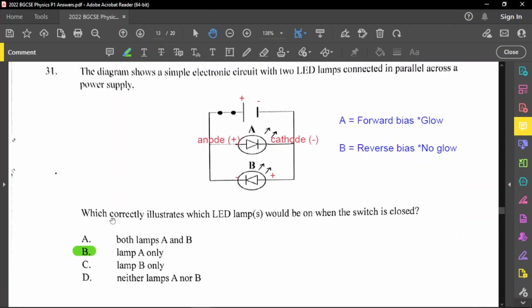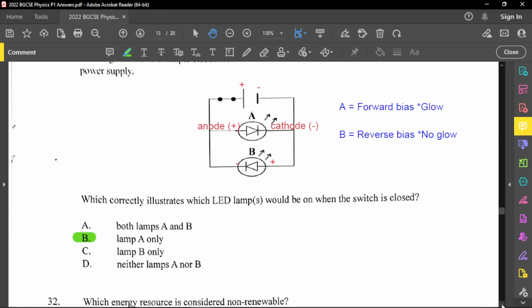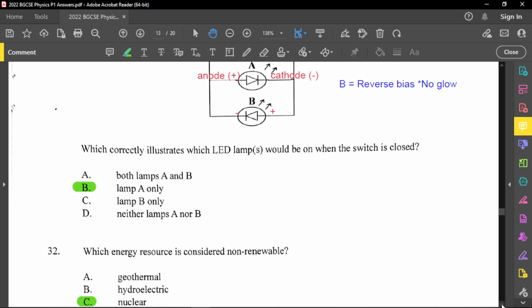Which of them correctly illustrates which LED lamps would be on when the switch is closed? It's only lamp A, because of forward bias, and current will be able to flow through it. For B, current will not be able to flow through it at all.